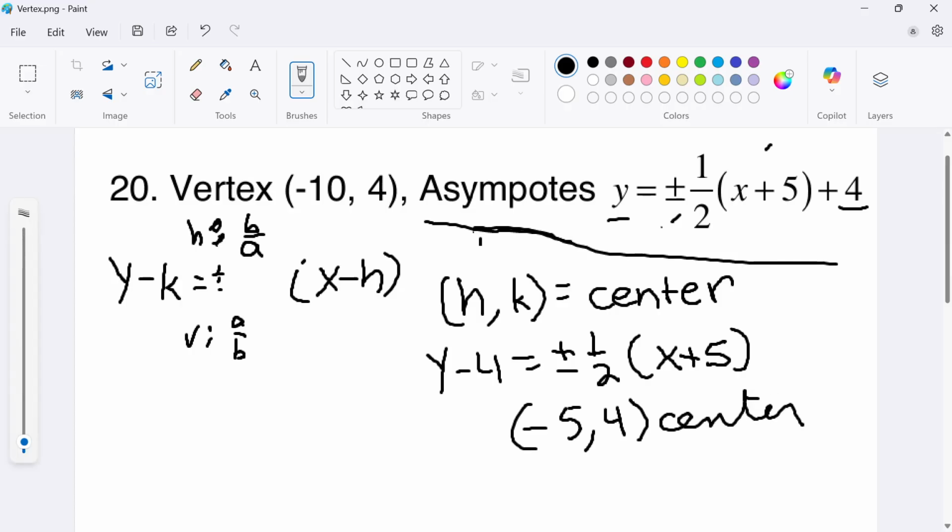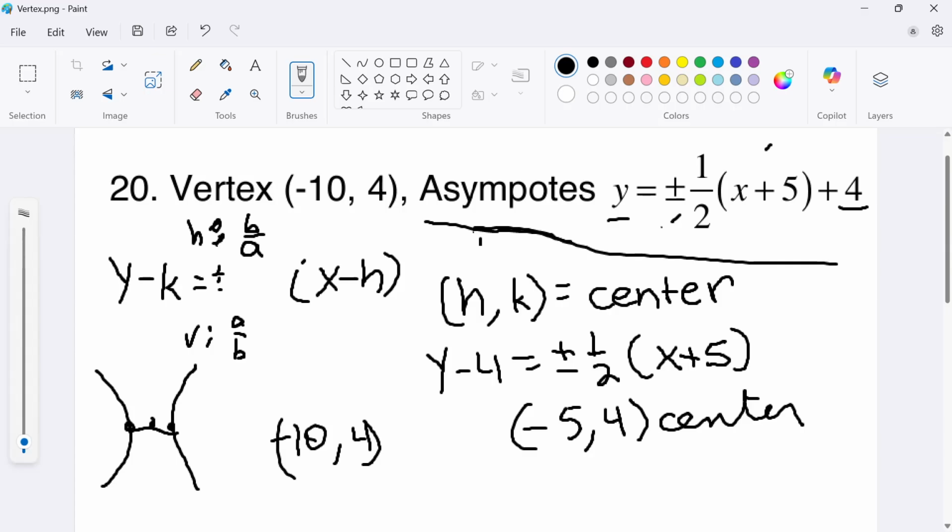If the center is (-5, 4), and the vertex is (-10, 4), this is a horizontal hyperbola. It looks like this. Here's the center. Oh, I drew a vertical. Here's the horizontal. I said parabola, but it's a horizontal hyperbola.